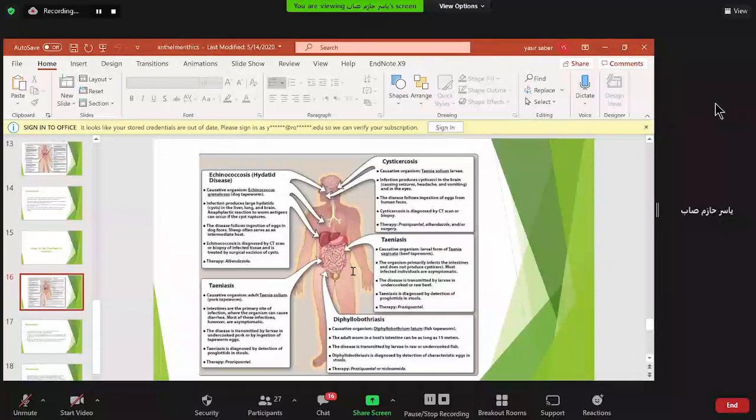Teniasis: the causative organism is the larva from Taenia saginata, the beef tapeworm. The organism primarily infects the intestine and does not produce cysticercosis, and most infected individuals are asymptomatic. The disease is transmitted by larvae in undercooked raw beef, and teniasis is diagnosed by detection of proglottids in the stool. Therapy again, praziquantel.